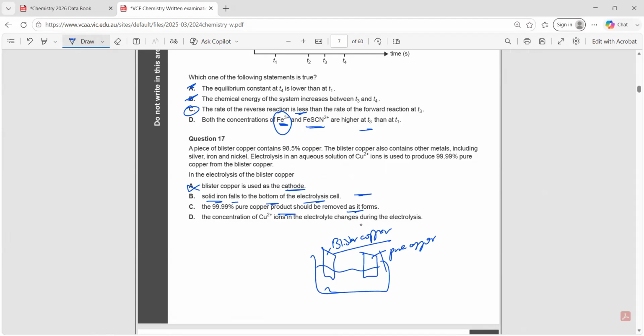No, it doesn't need to be. Okay. The concentration of copper 2+ ions in the electrolyte changes during the electrolysis. Well, yeah, probably, right? Because it's being added on to the pure copper. That's probably your best answer. The solid iron falls to the bottom of the electrolysis cell. Let's see why that is wrong.